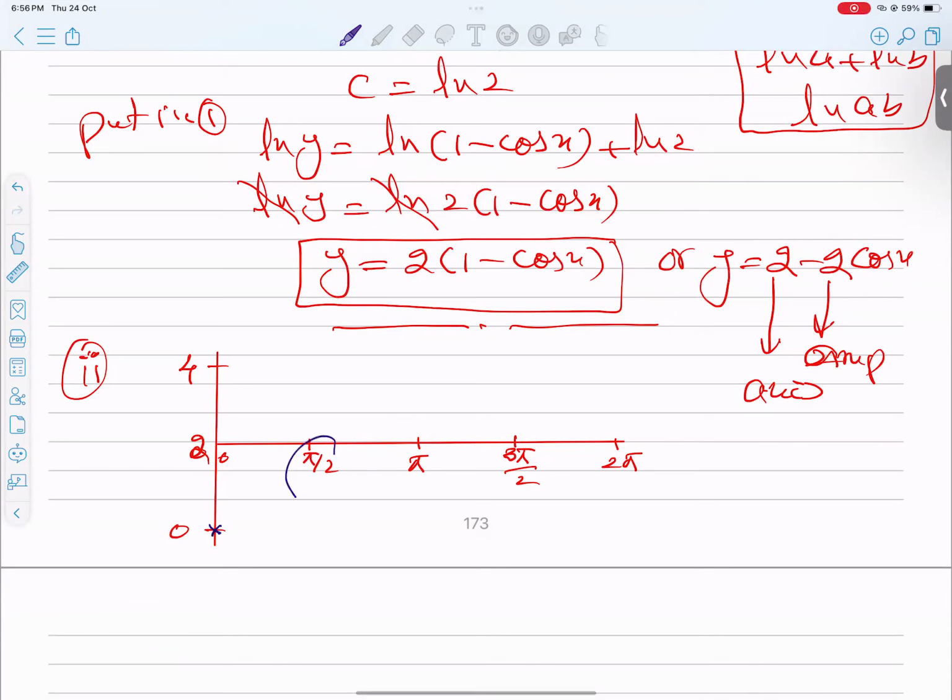Okay, when I plug in pi by 2 here, cos is 0, so I got a 2. So this is mine. And when I plug in pi here, I'll get this number. Then this number is back. So actually, this graph I'm getting. And I believe you're understanding what is going on. This is my graph.